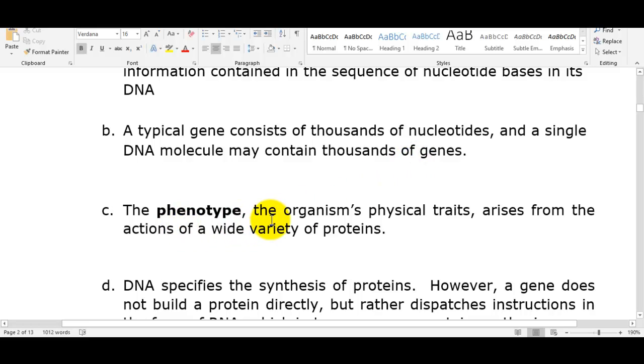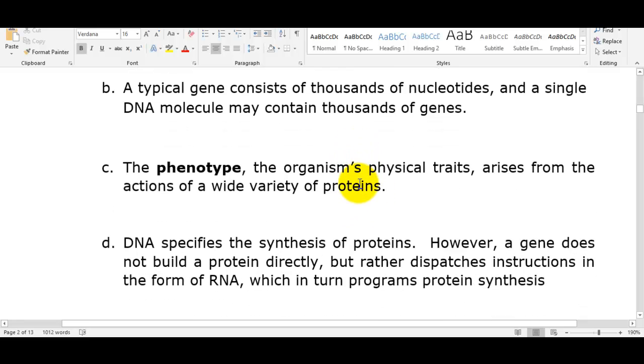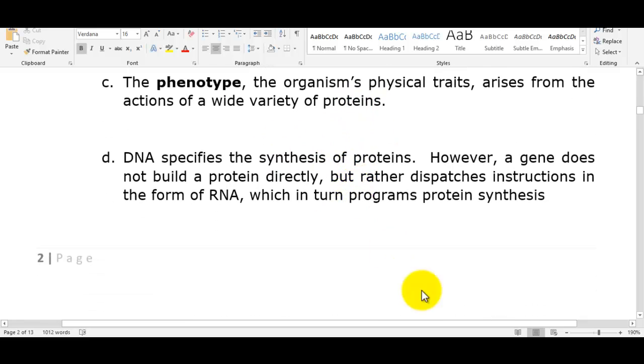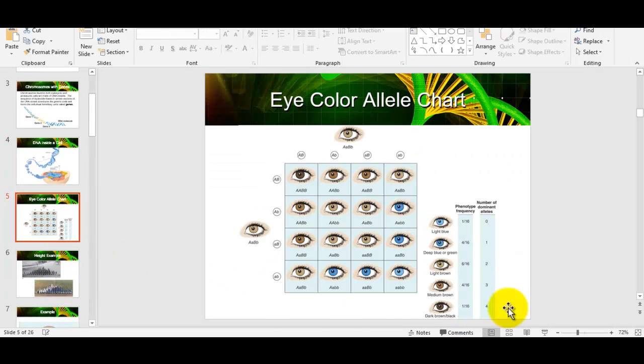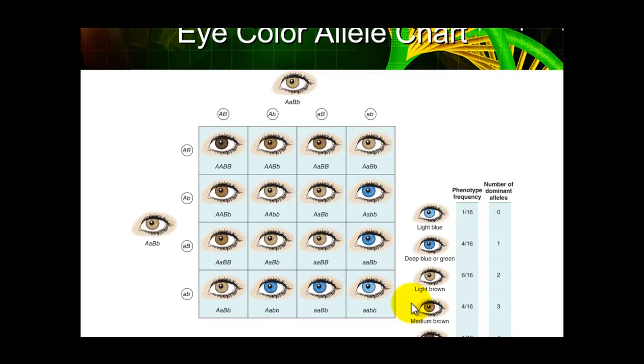The phenotype is the physical traits that arise from having that genetic code. We're going to get to this in a minute. All right, so here are a few examples. Here is eye color. Now, this is called a Punnett square. We'll do these later. You see, it says light blue all the way down to dark.